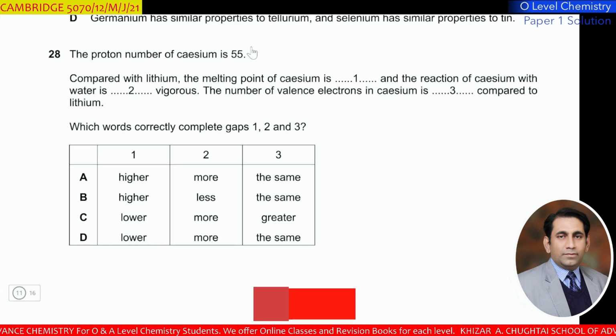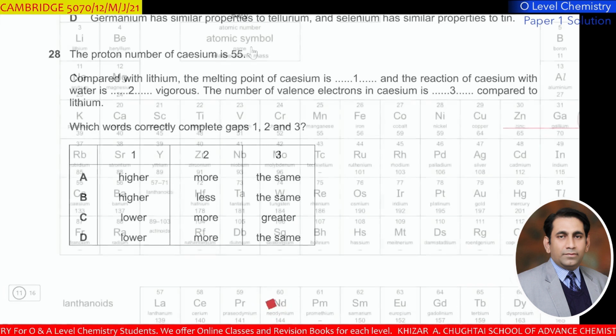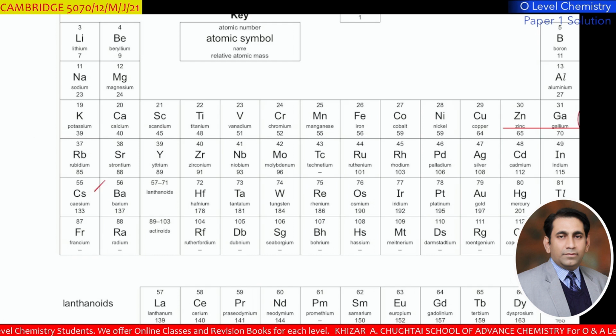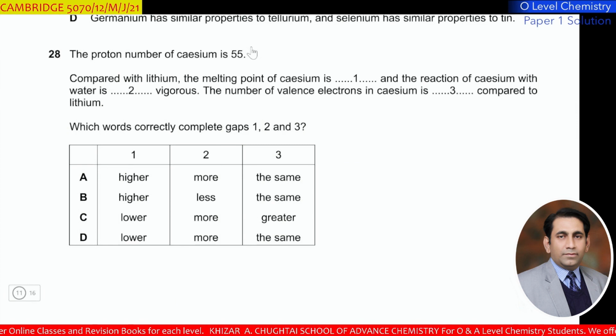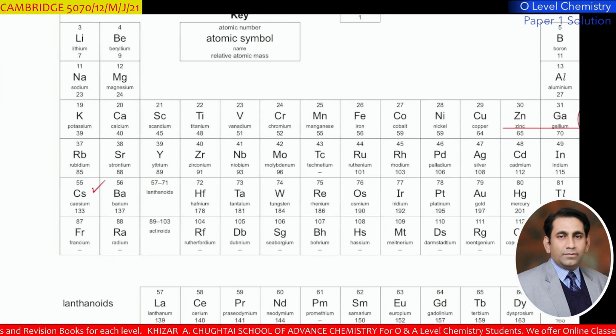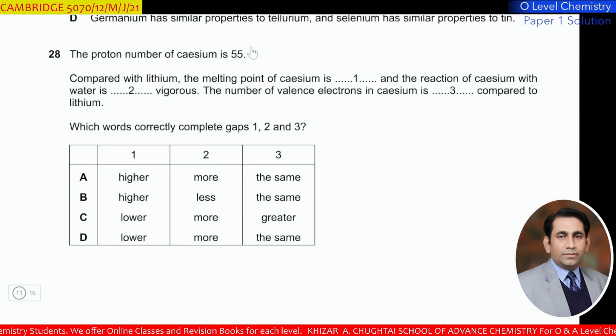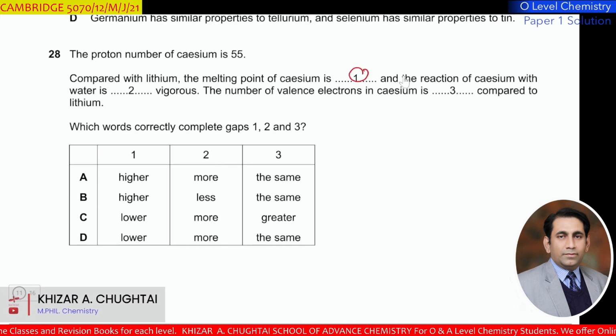The next one I am going to again show on the data booklet. Here is the cesium and its proton number is 55. Here is the lithium, its proton number is 3. Compared with the lithium, the melting point of the cesium is 1 and the reaction of the cesium with water is 2, less or more vigorous, higher or lower you can say.